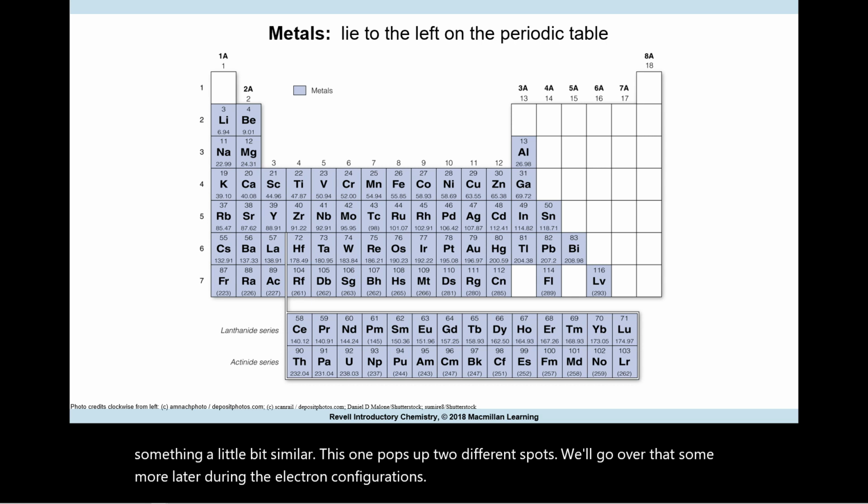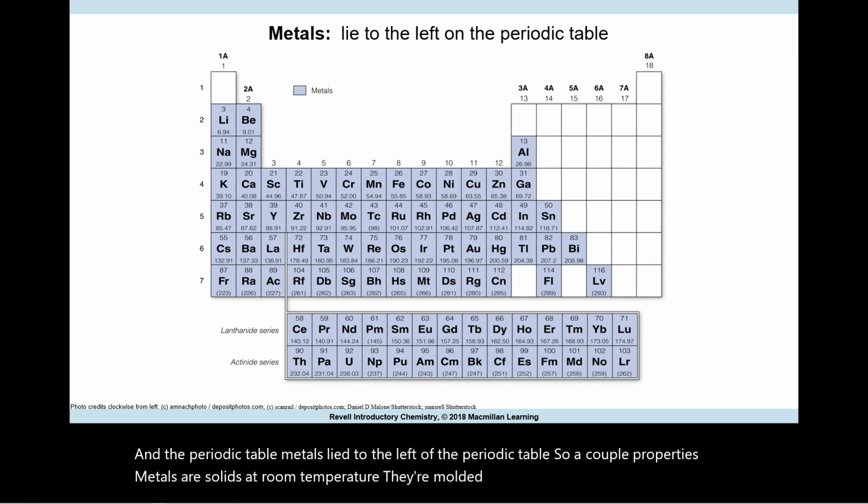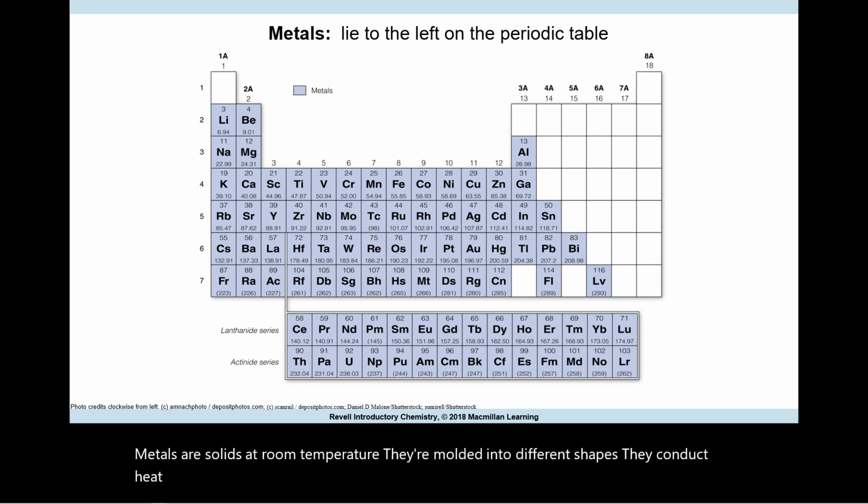Okay. In the periodic table, metals lie to the left of the periodic table. So a couple properties: metals are solids at room temperature. They're molded into different shapes. They conduct heat and electricity.